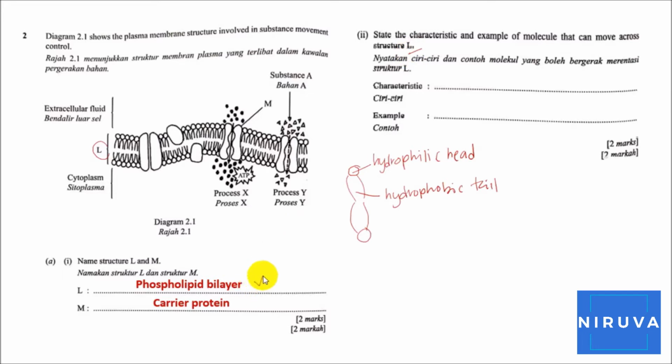So just now we know that structure L is phospholipid bilayer. So any molecules that can freely be transported across the plasma membrane, it is due to its hydrophobic core, and the membrane itself is highly permeable to non-polar molecules or lipid solute molecules and uncharged molecules. Hence, they are able to pass through the cell membrane down their concentration gradient by simple diffusion. For example, we have fatty acid, vitamins A, D, E, K, oxygen and carbon dioxide.